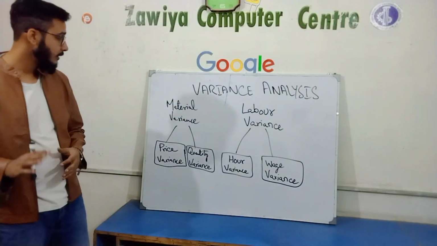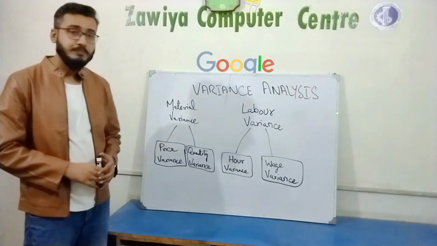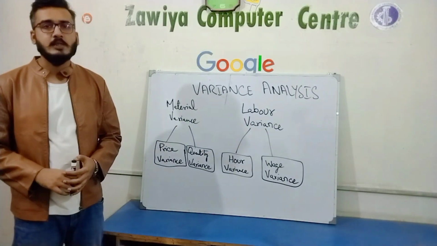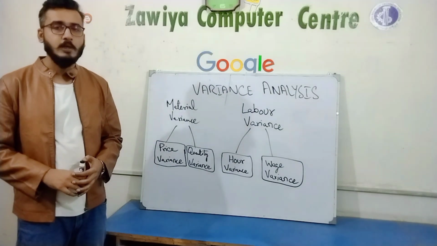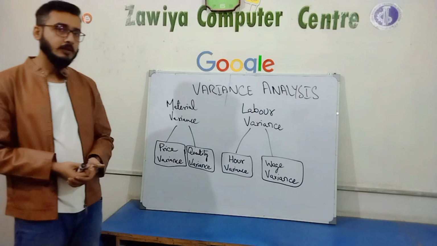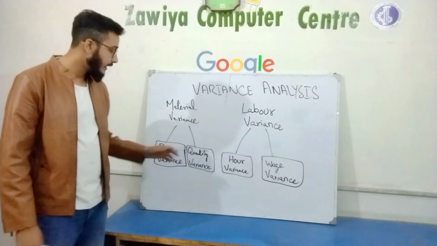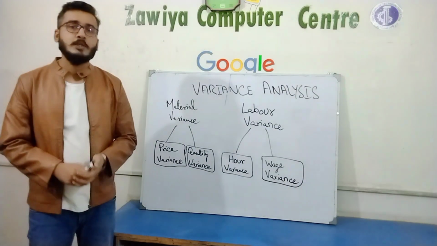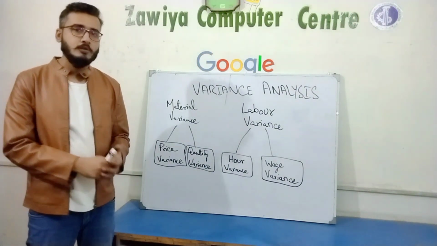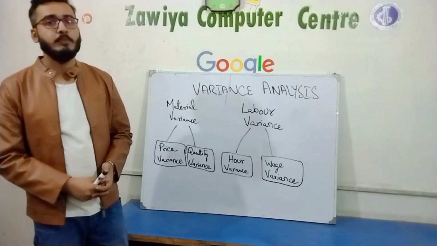So there are two sub-variances in material variance. Number one is price variance and the other one is quantity variance. In price variance we come to know how much is the standard price of any material and how much actual price is incurred. And then in quantity variance we come to know how much standard quantity is required to produce a specified product and how much quantity is actually applied.